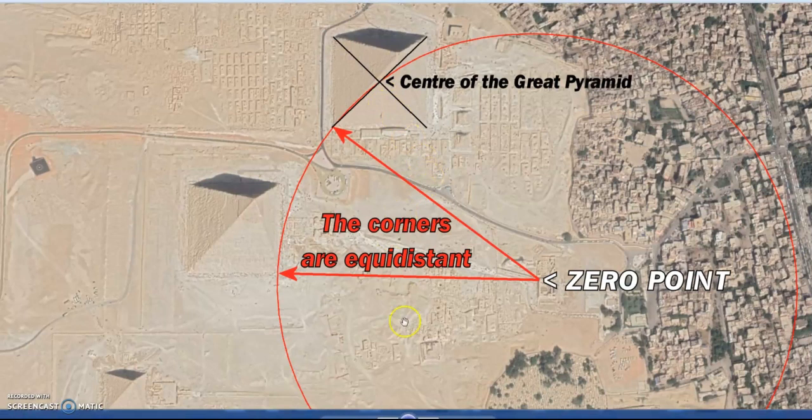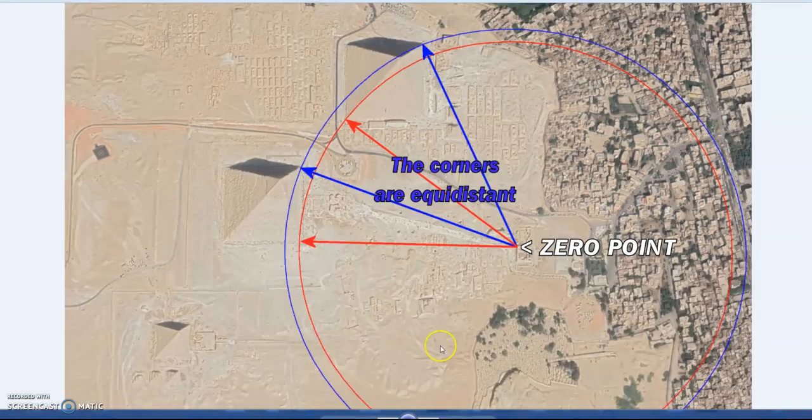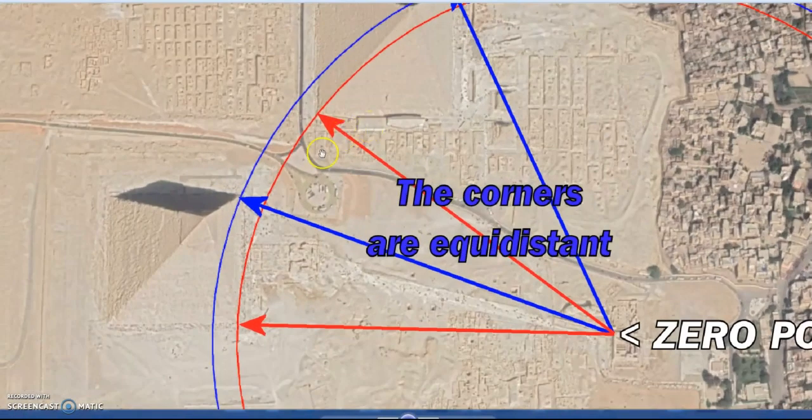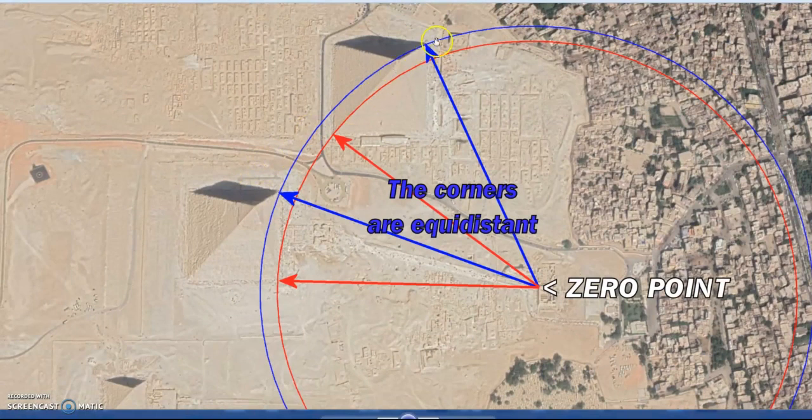Yet there's more, because we draw another circle centered on the 0 point. From the northeast corner of Khafre Pyramid to the northeast corner of the Great Pyramid is also equidistant. This is the 0 point marker. It has to be. Now, coincidence? Okay, well, let's go more coincidence.